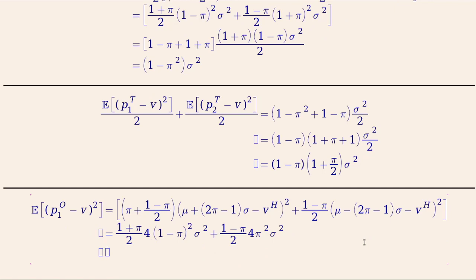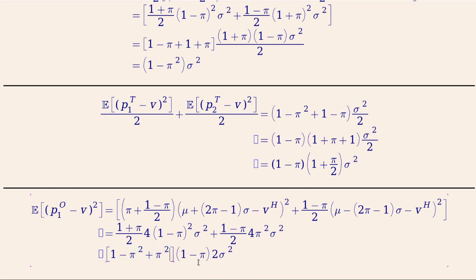Now what can we take out? So we'll have 4 over 2 on both sides, so we'll just have 2. Sigma squared also remains in each side. We also have 1 minus pi term on each side, so we can take that out as well. So what do we have left? From the first term we have left 1 plus pi times 1 minus pi, which is 1 minus pi squared. From the second term we only have this pi squared left. So we have plus pi squared.